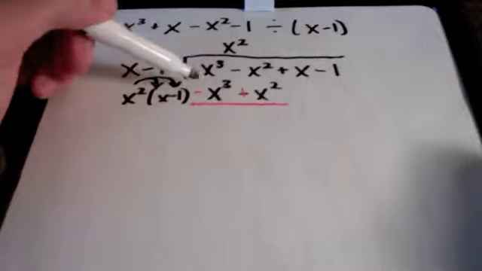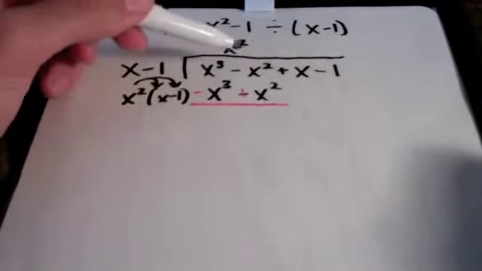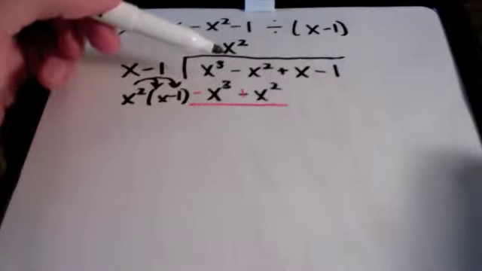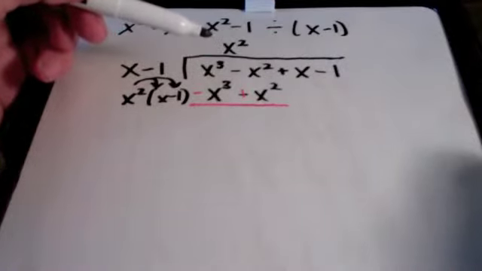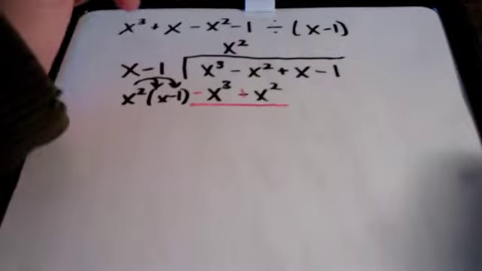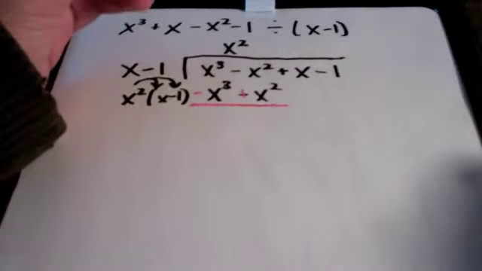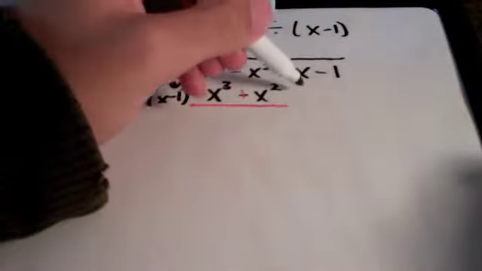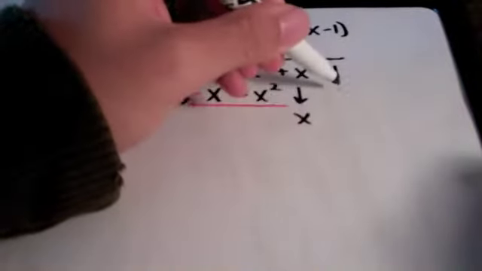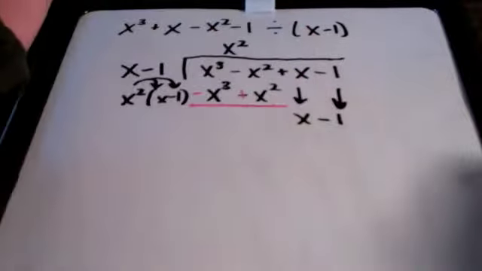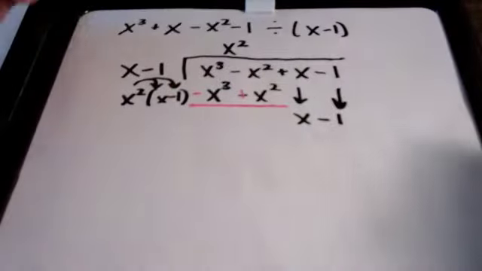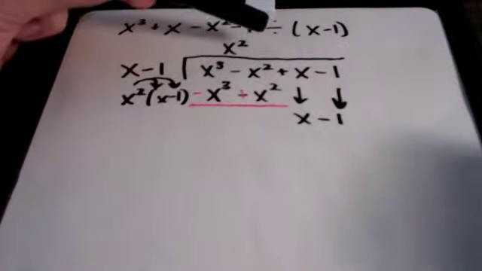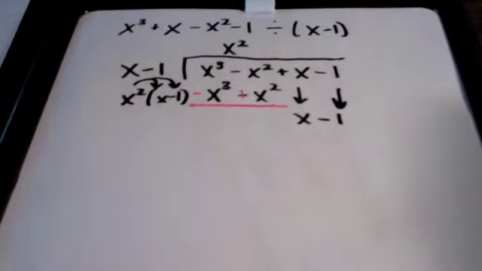x cubed minus x cubed is going to be 0. And we have a negative x squared plus x squared. That's actually also going to be 0. So if we have that, in this case, we're going to pull down the next two terms. So we'll have an x minus 1 over here. And the reason that we're going to do that is because we need to have two terms so that we can figure out what we can multiply by it to get that.